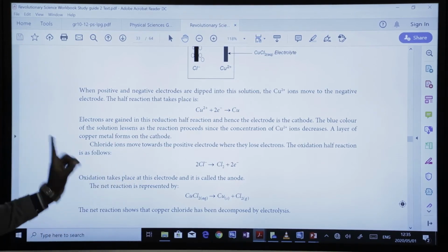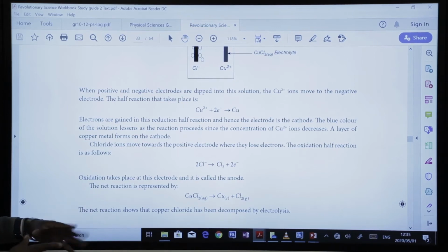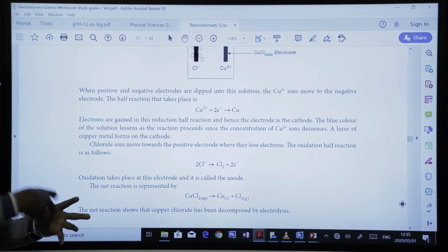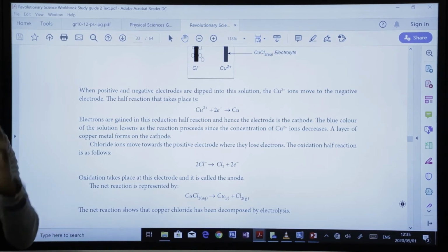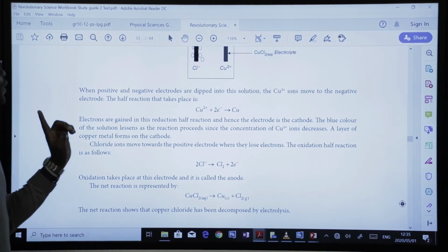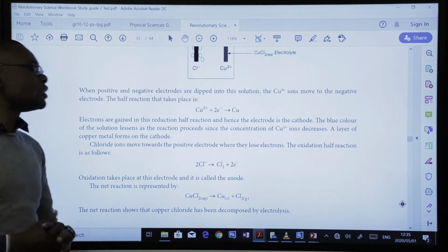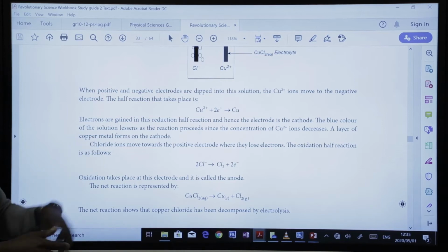So the blue color of the solution will start to disappear or diminish as more of the copper ions are getting out of the solution and depositing on the electrode of the cathode. And we are saying the reaction proceeds. Since the concentration of copper ions decreases, a layer of copper metal forms on the cathode.